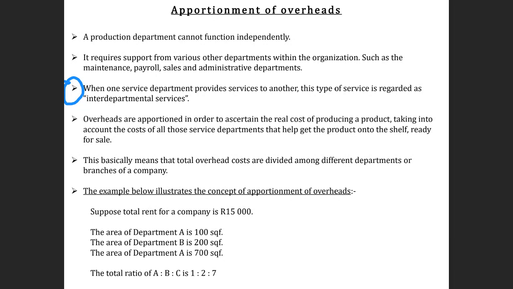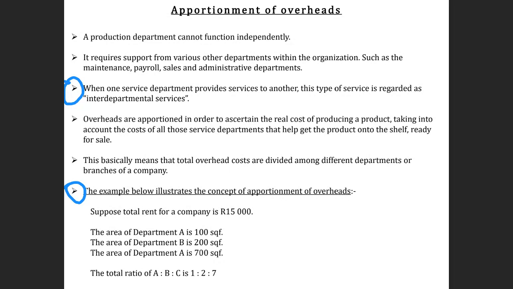So this is just a general example to help you get the idea of how we will be allocating the costs when we get to those three different methods. Please pay careful attention. It's your normal mathematical rules where we create ratios and then allocate the costs on that basis. So it says to you in the last point at the bottom that the example below illustrates the concept of apportionment of overheads. So allocating our overheads.